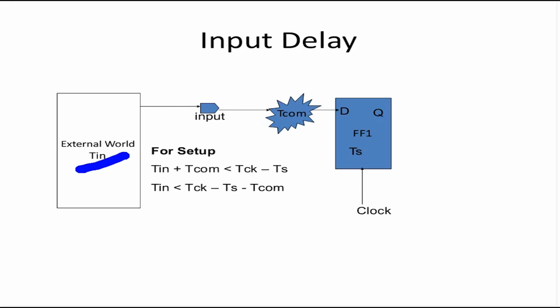Tin plus Tcom should be less than Tck minus Ts, right? So Ts is the setup time constraint. This is the max delay equation again.